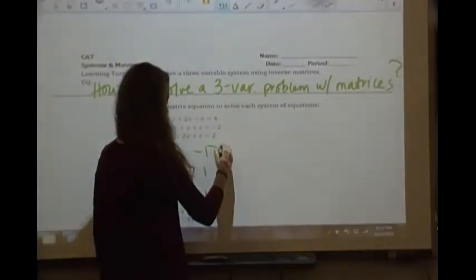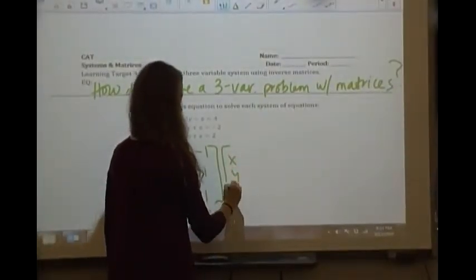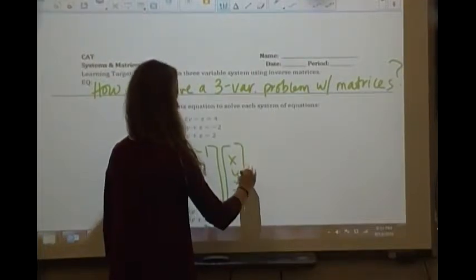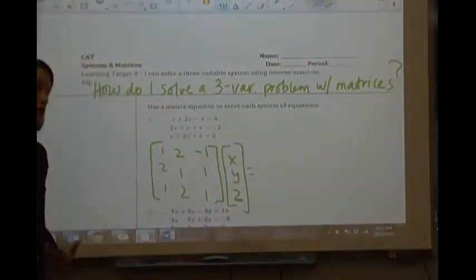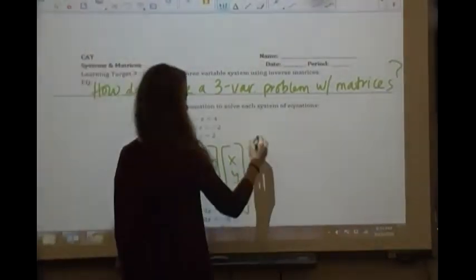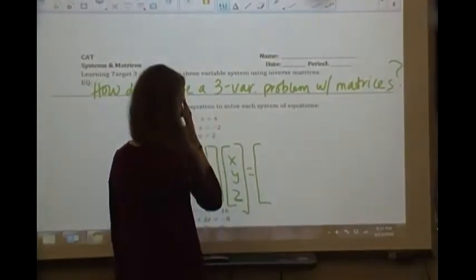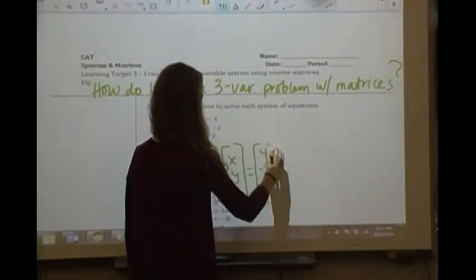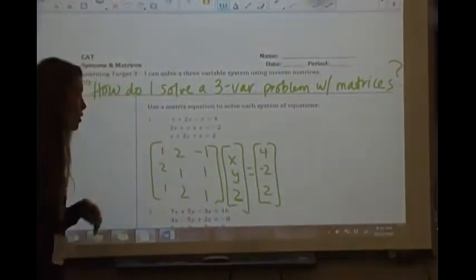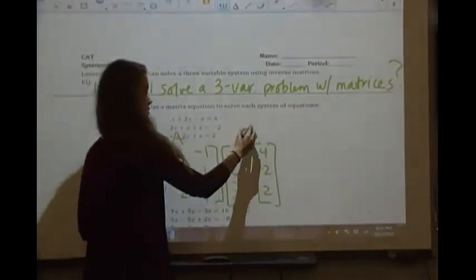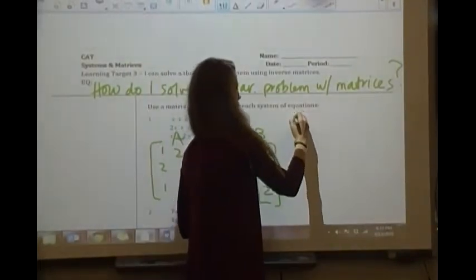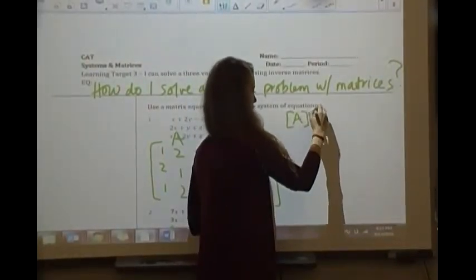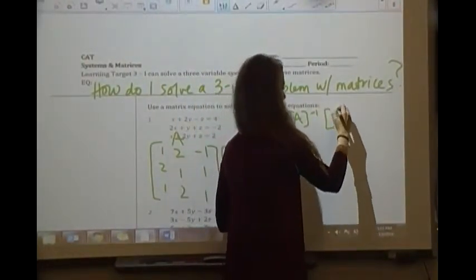Then I'm going to have my variable matrix of x, y, and z. And then I'll have that equal to, because right now they're being multiplied, equal to my constant matrix of 4, -2, and 2. And so this is matrix A, this is matrix B, and I need to find A inverse B.